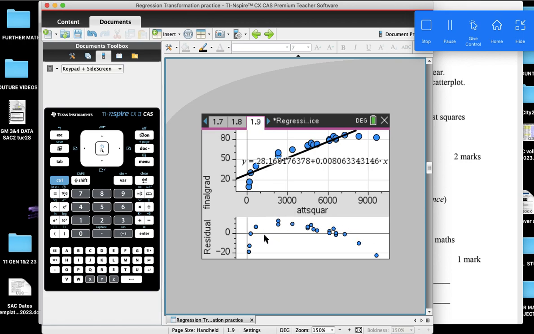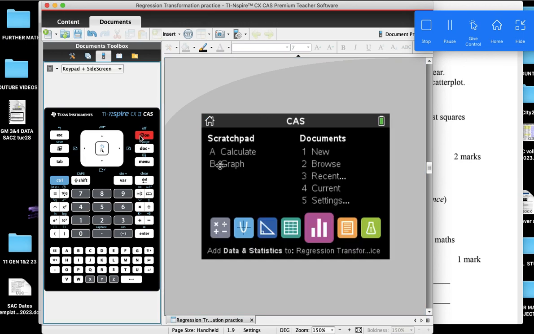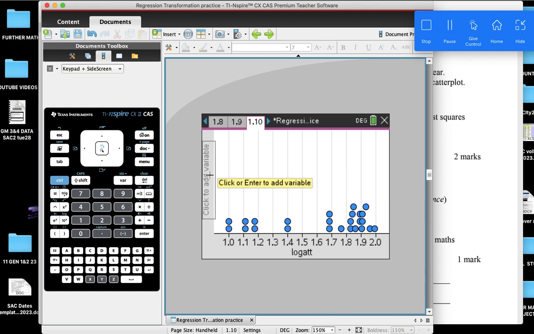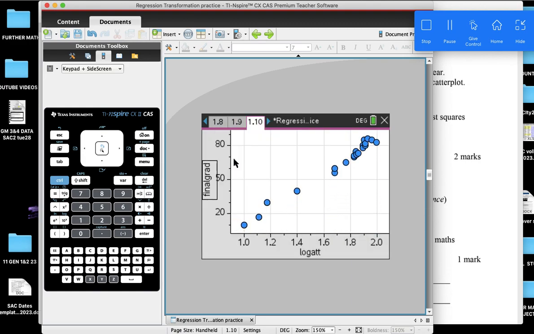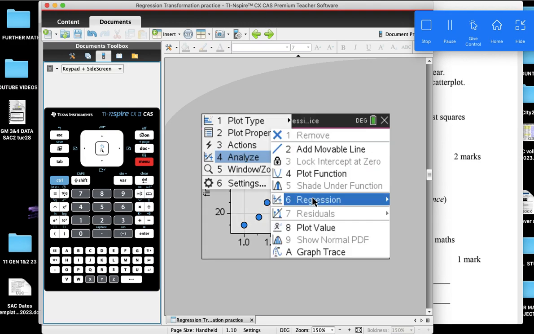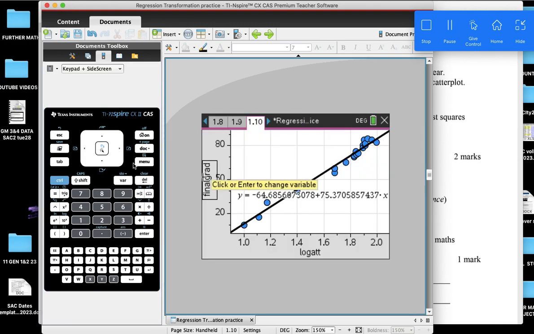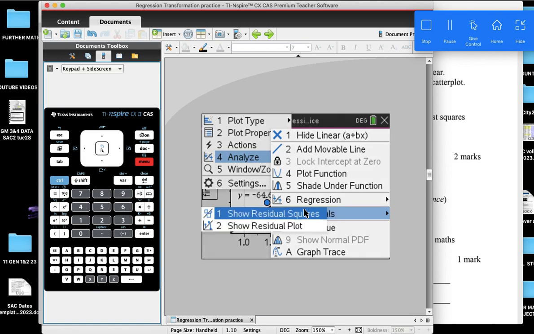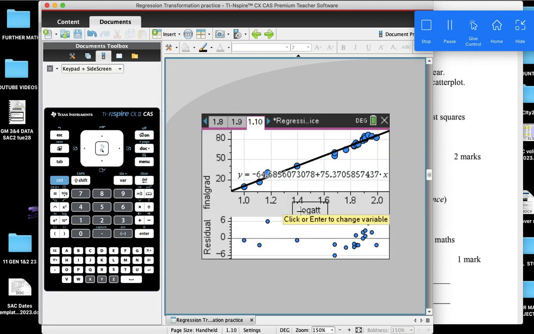So that's still non-linear, which is probably why the exam chose the log one. If we go and do the log one now, which is the one they chose, if I do log attendance, final grade, that's starting to look very straight. So if we go and do analyze, regression, a plus bx, and then I check the residual plot. Now this is random. So this one is linear, which means it's a good transformation, and then I can use that one.